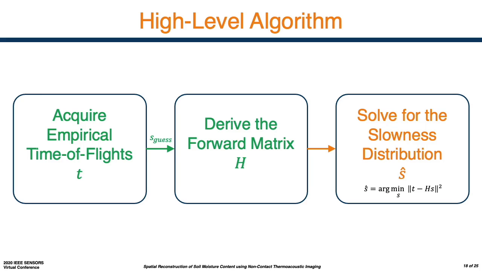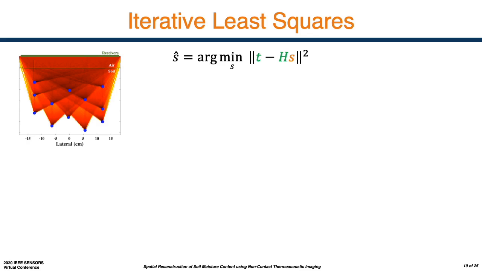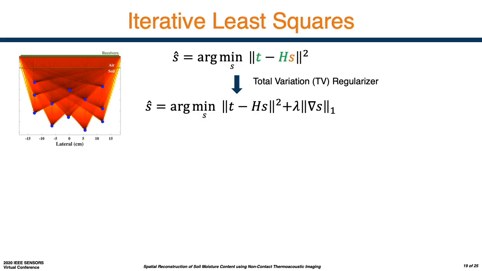Now that we have solved for the forward matrix, we can use least squares methods to solve for the slowness distribution. As seen in the figure, which shows all of the acoustic paths encoded in the forward matrix H, there are some pixels in the domain that are not intersected by even a single path. This means that the inverse problem is rather ill-posed. To combat this, we introduce a total variation regularizer, which penalizes reconstructed slowness distributions that have high gradients. This is a fair assumption since we expect the speed of sound in soil to vary rather slowly as a function of space.